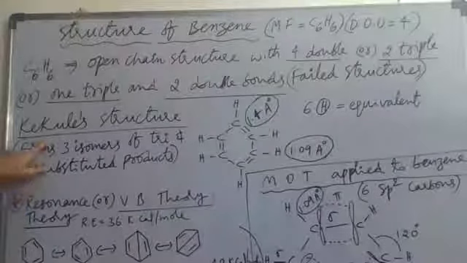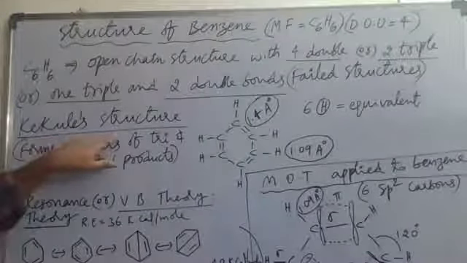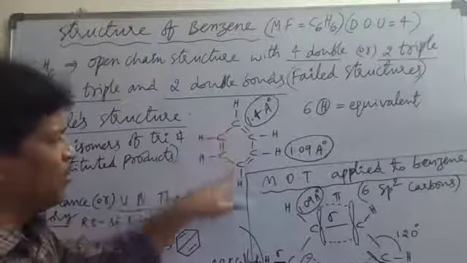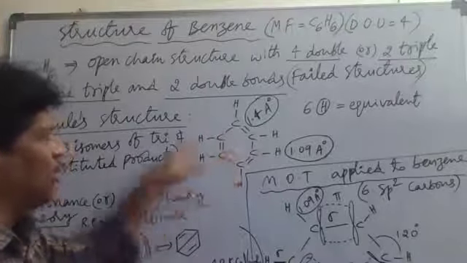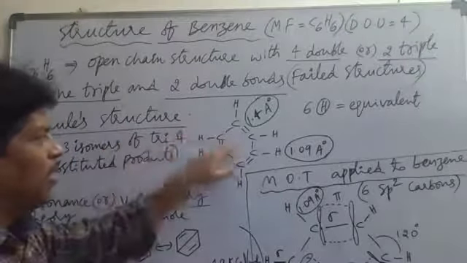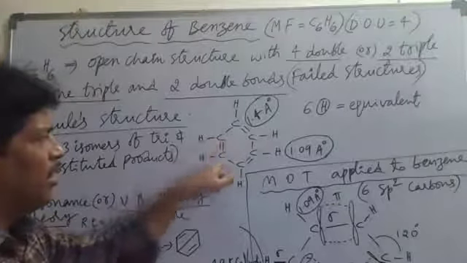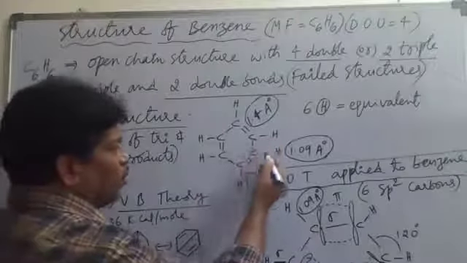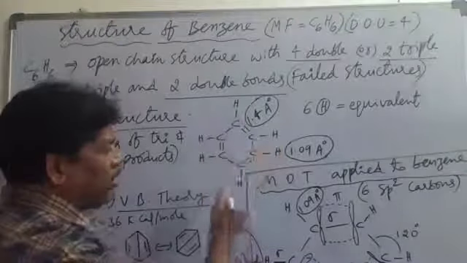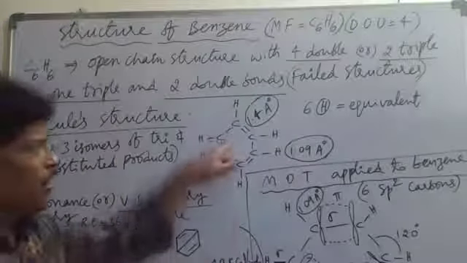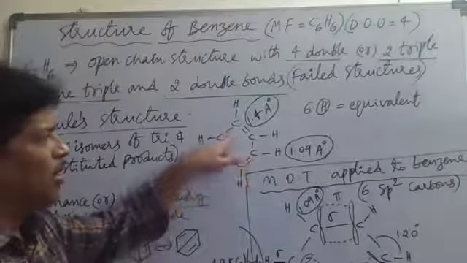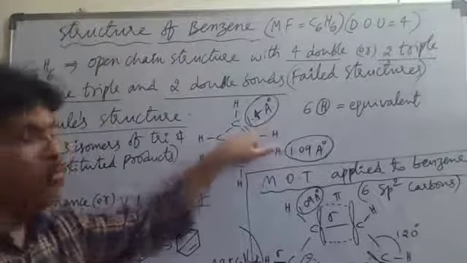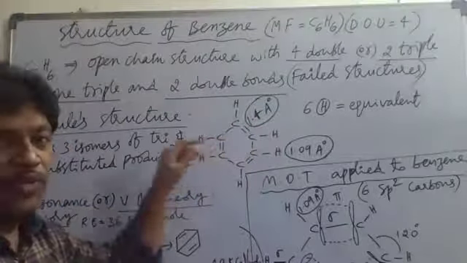Next, another scientist: Kekule's structure. If you observe Kekule's structure, benzene is a cyclic structure. In this, alternate double bonds are present in the ring, and to every carbon atom, 1 hydrogen is attached. And the carbon-carbon bond length is observed to be 1.4 angstroms between any 2 carbons. Remember, between any 2 carbons.